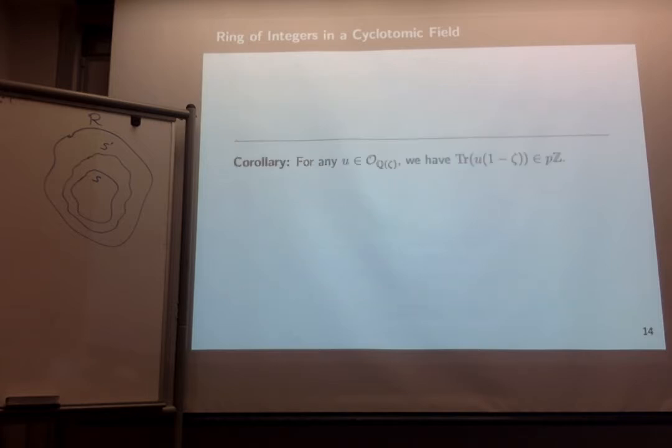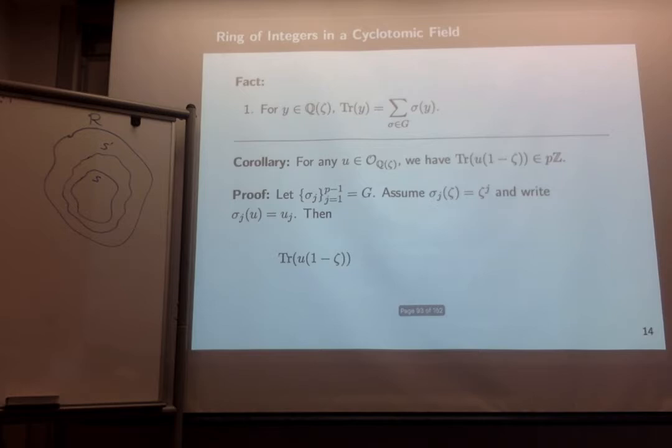So let's prove it. We're going to just call the sigma j's the Galois group of Q adjoin zeta over Q, and assume that we've indexed them in such a way that sigma j sends zeta to the jth power of zeta. And just for simple notation, assume that the jth element of the Galois group sends u to some other element, call it u_j. Okay, so let's look at the trace of u times 1 minus zeta. We're going to use this fact: I said that the trace of an element is the sum of its Galois conjugates, so I'm just going to apply sigma j to this element and add them all up.